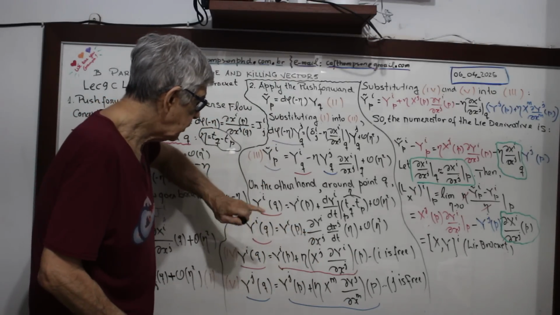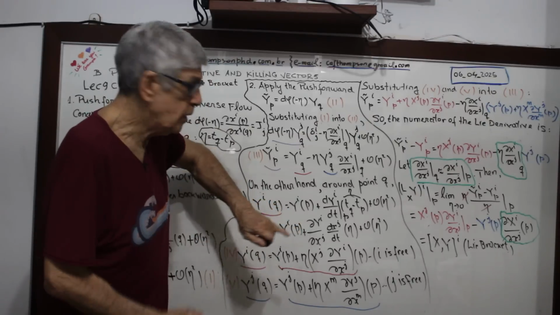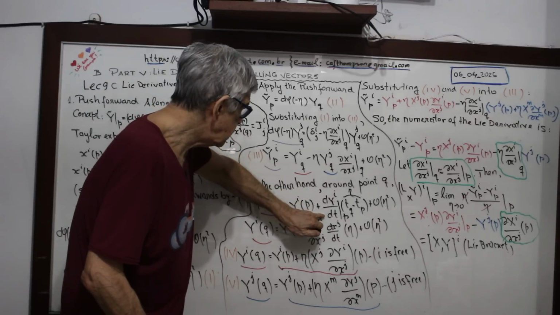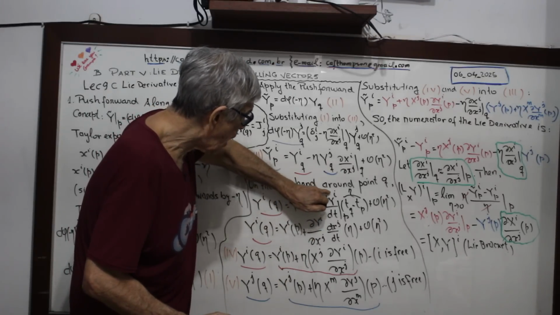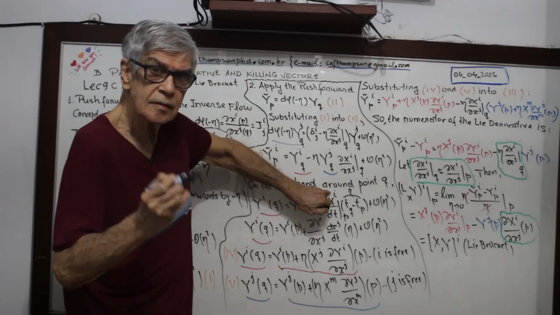So again, there's a trick here: dyi/dt is the same as the partial derivative of y with respect to x.